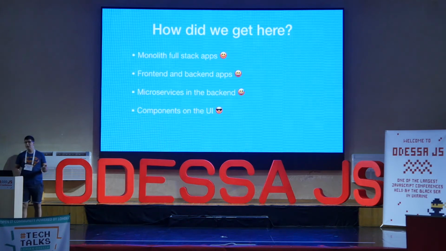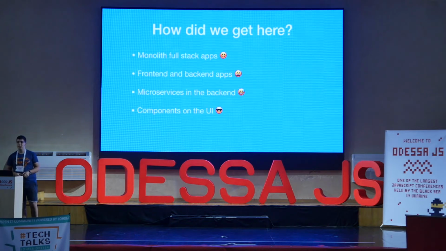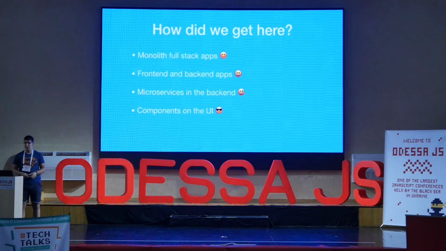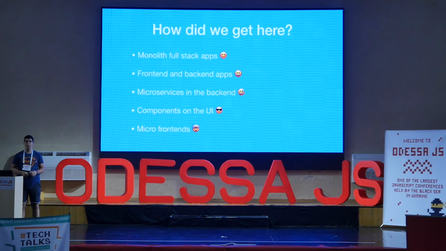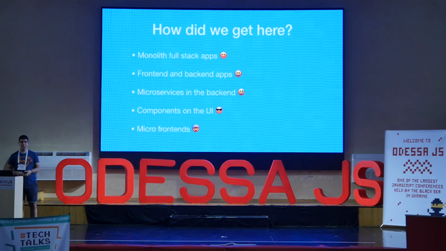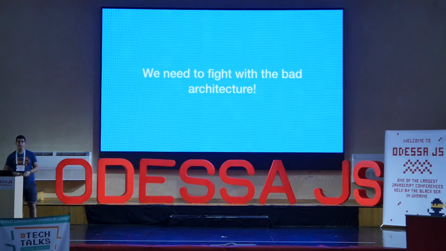So we wanted smaller apps in the back-end to easily scale. And then React came, and we got components in the UI. So that was one way of decoupling stuff on the client side. And now we have micro frontend, so even more decoupling in the UI too. And this is because we want to fight with bad architecture.